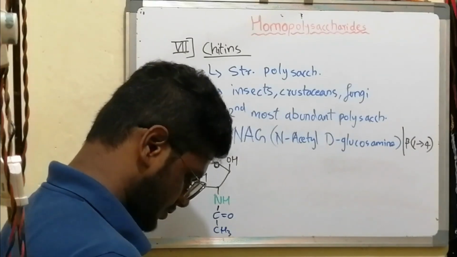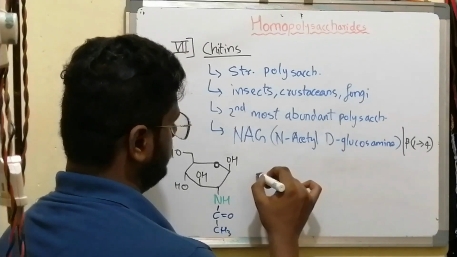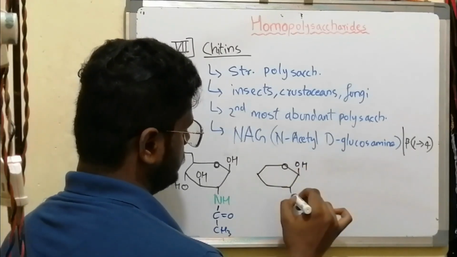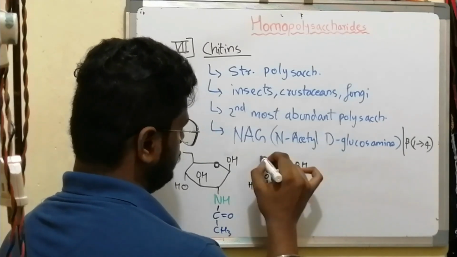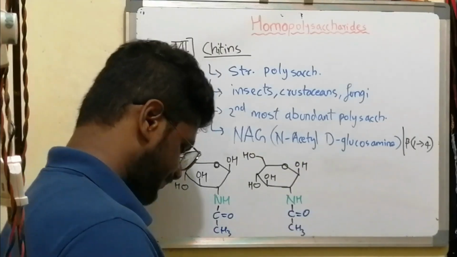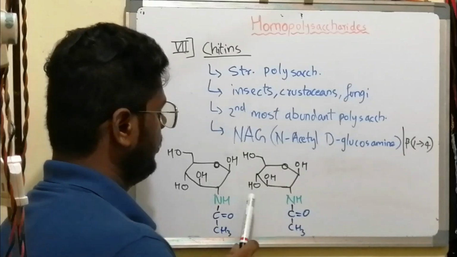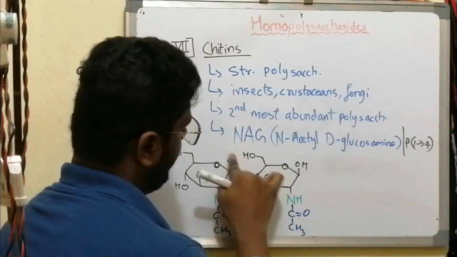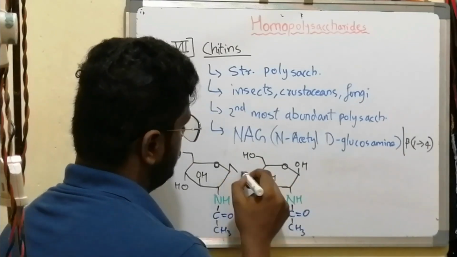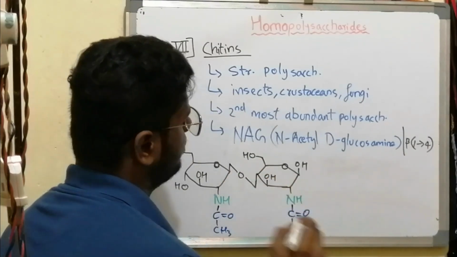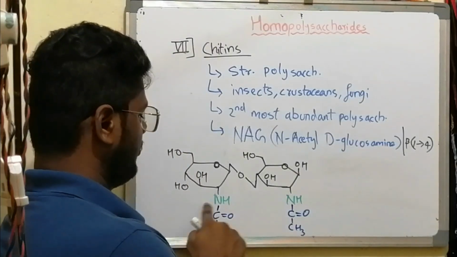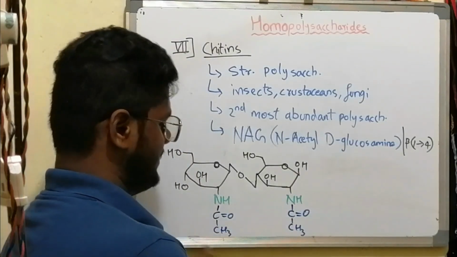And here also the same structure. Now look here. Here the bond will be beta 1,4. So we know how to draw it, right? It is very much similar to cellulose only, but the difference here is the presence of this N-acetyl chain, right?